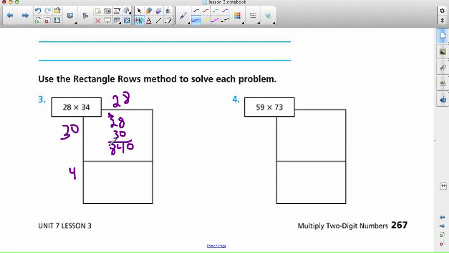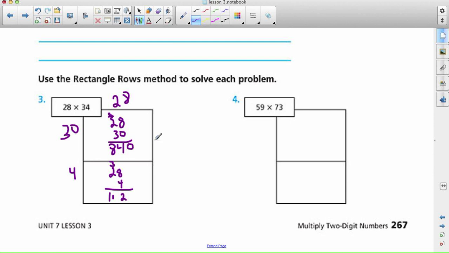Okay, so 28 times 30 is 840. Then we're going to do 28 and multiply it by 4. Okay? Again, 8 times 4 would be 32, so you're going to write your 2 down, carry your 3. 4 times 2 would be 8. Add that 3 in. 8 plus 3 is 11, and write that down.